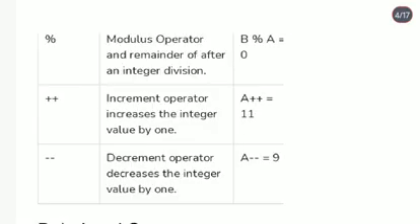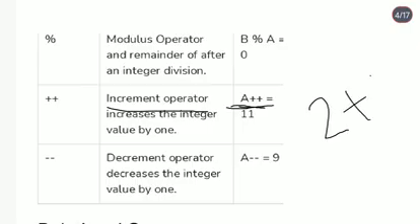So I have discussed the modulus operator, and now I am going to discuss the increment operator. For example, a is equal to 10 is given to you, so a plus plus means we have to increase our number by 1. If a is equal to 10, then a plus plus means 10 plus 1 is equal to 11. We have to increase by 1. If a is equal to 2, then a plus plus is equal to 3.